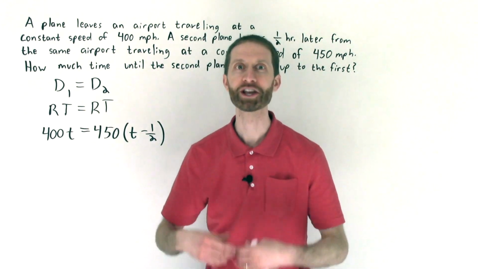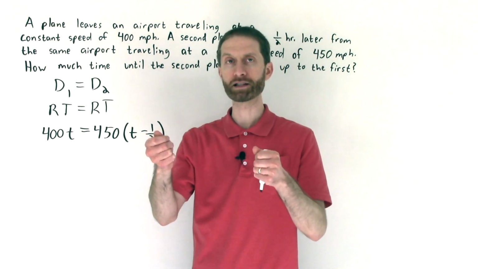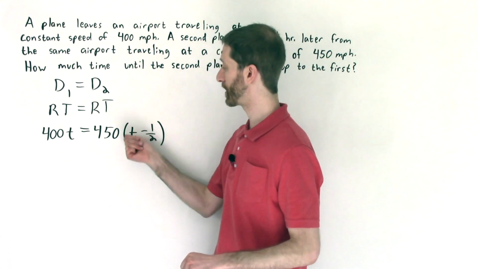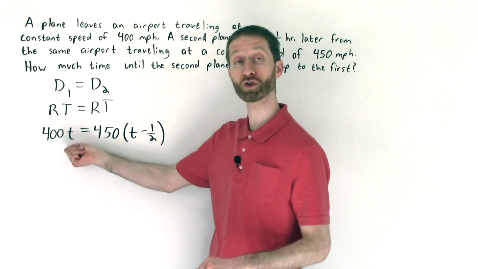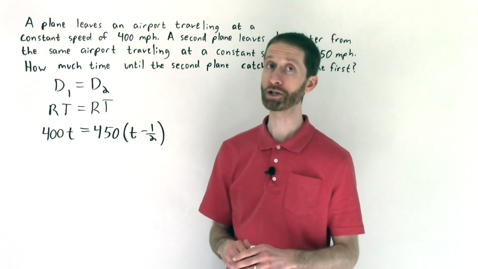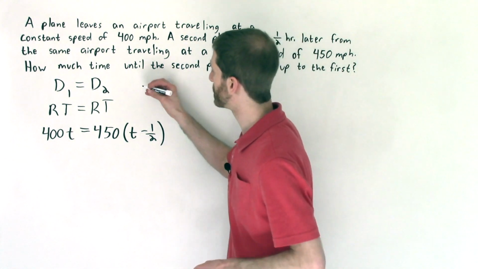And that's it, folks. That's the setup. The idea that distances are equal, and we find distance with rate times time equals rate times time. The tough part also is understanding that it's the total time that plane 1 travels minus that half hour for the expression for the time for plane 2. Now all we have to do is solve it using our skills. Of course, I'm going to define what t is.